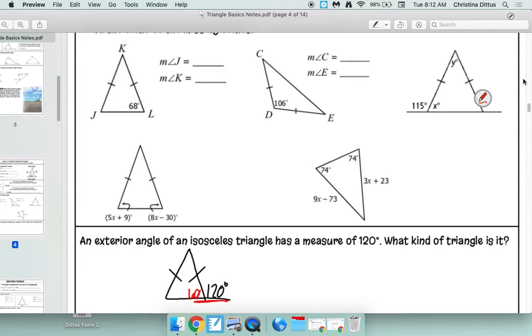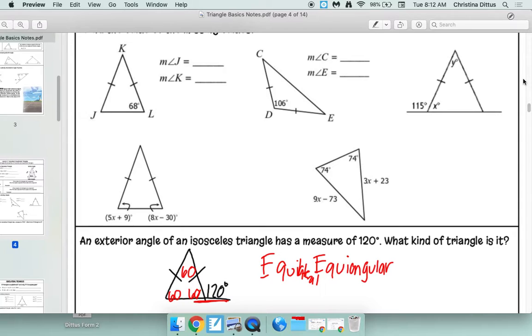So this is 60. Since it's isosceles, what's this? 60. What's the top angle? 60. So what kind of triangle is it actually? Equilateral, equiangular, yeah. Can we just go equal, equal? Or does that confuse people? Equiangular. Equilateral. Yeah, that's cool.